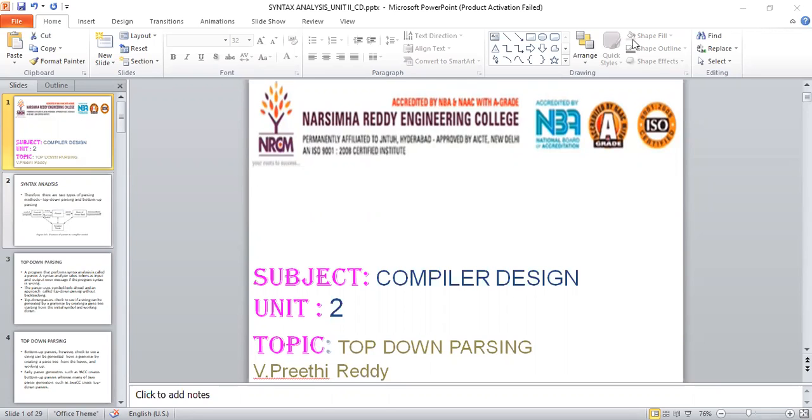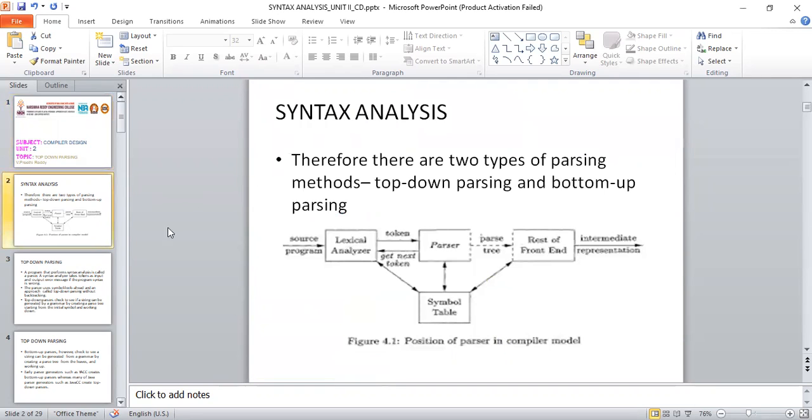So the next topic is top-down parsing in Unit 2 in compiler design. So what is top-down parsing? It is a parsing technique in syntax analysis, right? So we have two types of techniques here in syntax analysis. The first one is top-down parsing and the second one is bottom-up parsing.